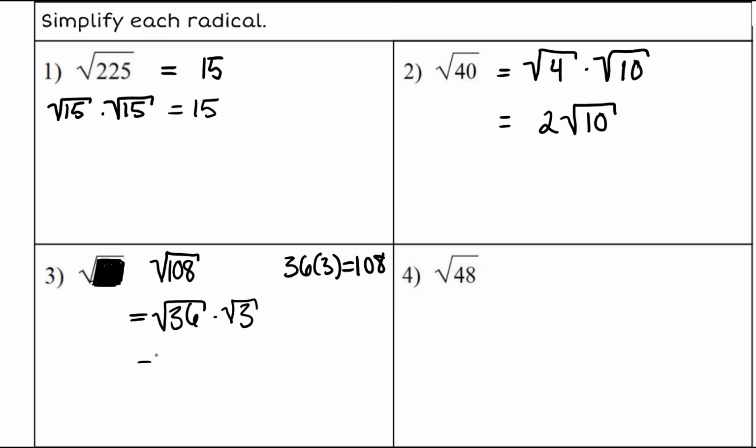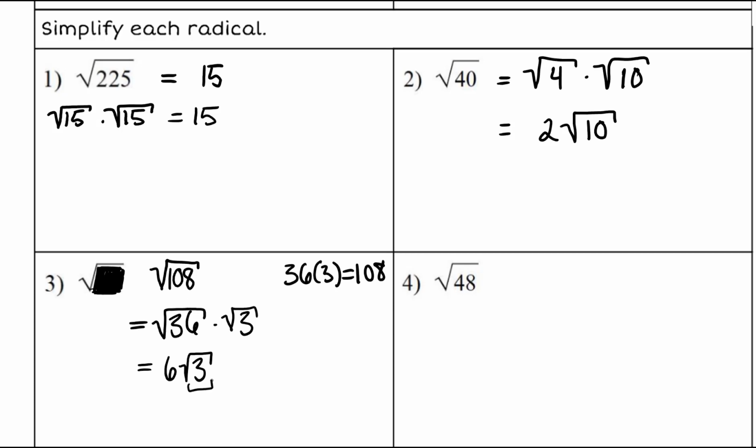The square root of 36 is 6. The square root of 3, I don't know what it is, so I'm just going to write square root 3. As long as there is not a perfect square that is a factor of the number inside of the root, then we are done simplifying.